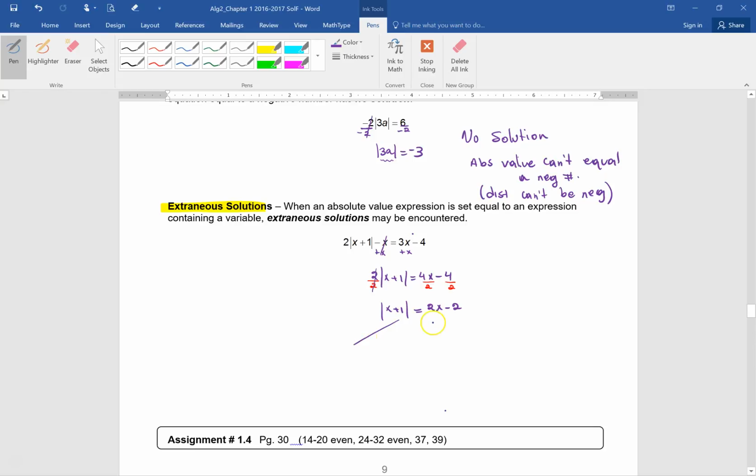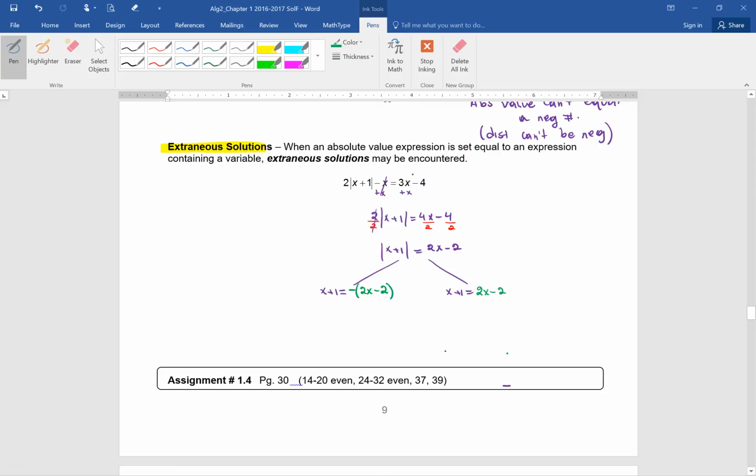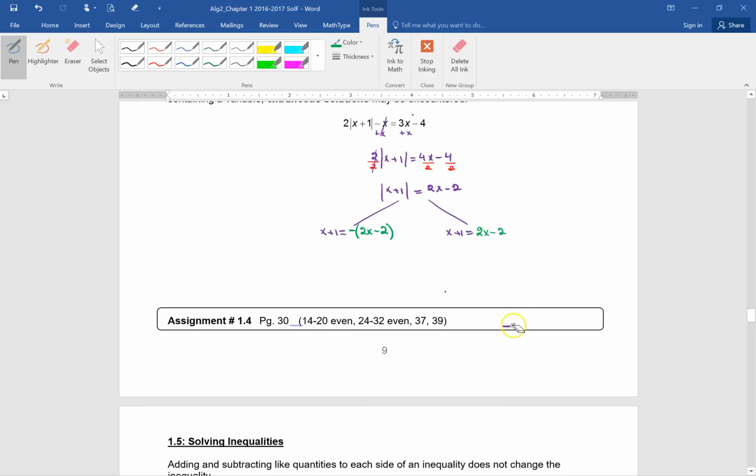You say, okay, I'm going to get two equations. One, x plus 1 is equal to negative of whatever was on that side, 2x minus 2. And then x plus 1 is equal to the positive of whatever was on that side. So here, let's simplify a bit. x plus 1 is equal to 2x plus 2.